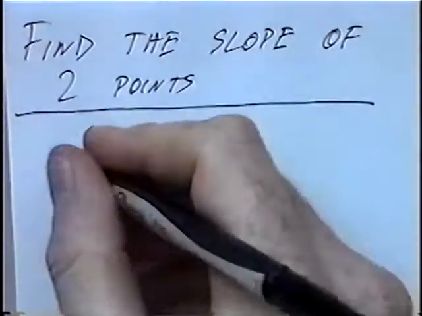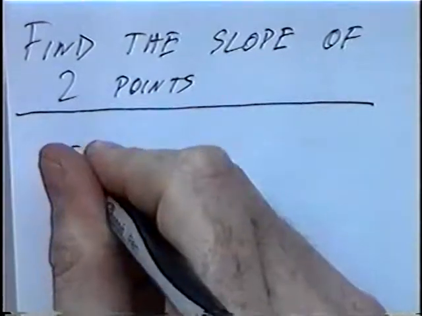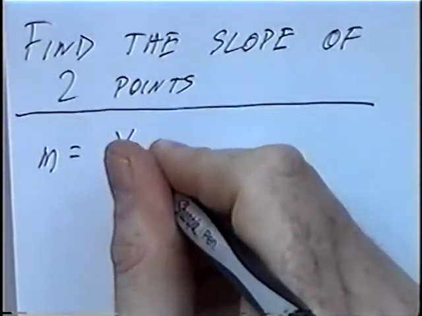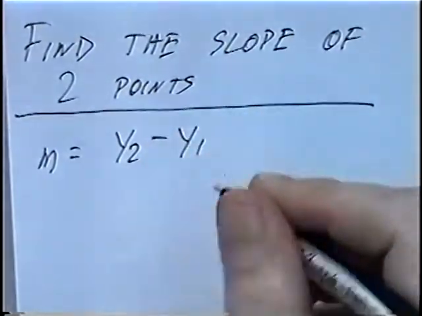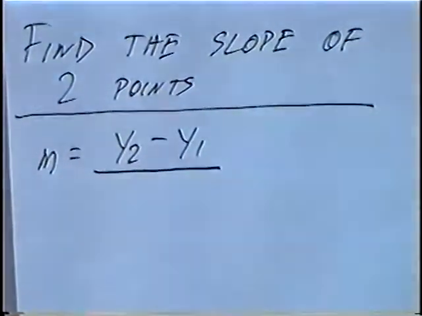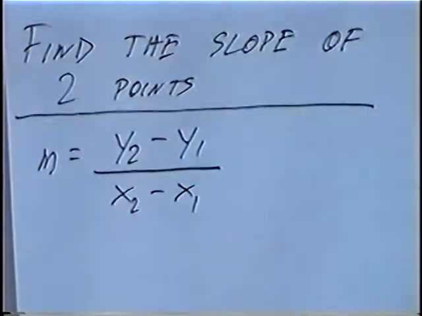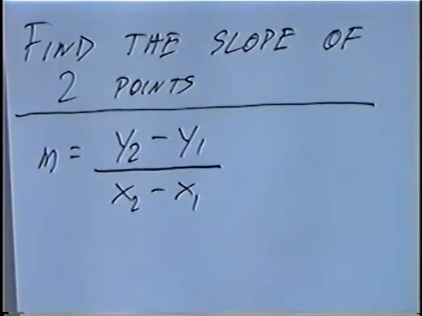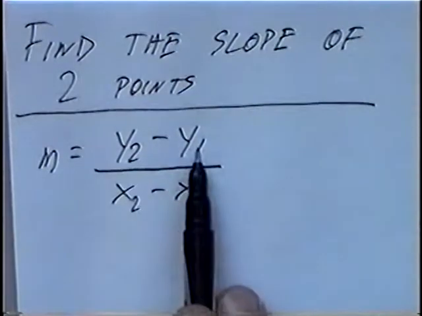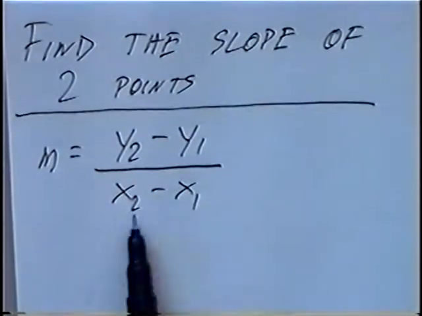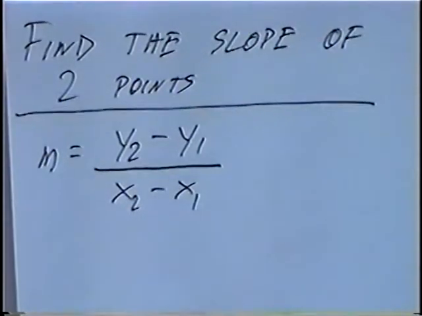The definition or equation for the section: m will stand for slope, and the equation will be y2 minus y1 divided by x2 minus x1. To find the slope of 2 points, we will subtract the y values in order, and underneath on the denominator of a fraction, we'll subtract the x values in order.